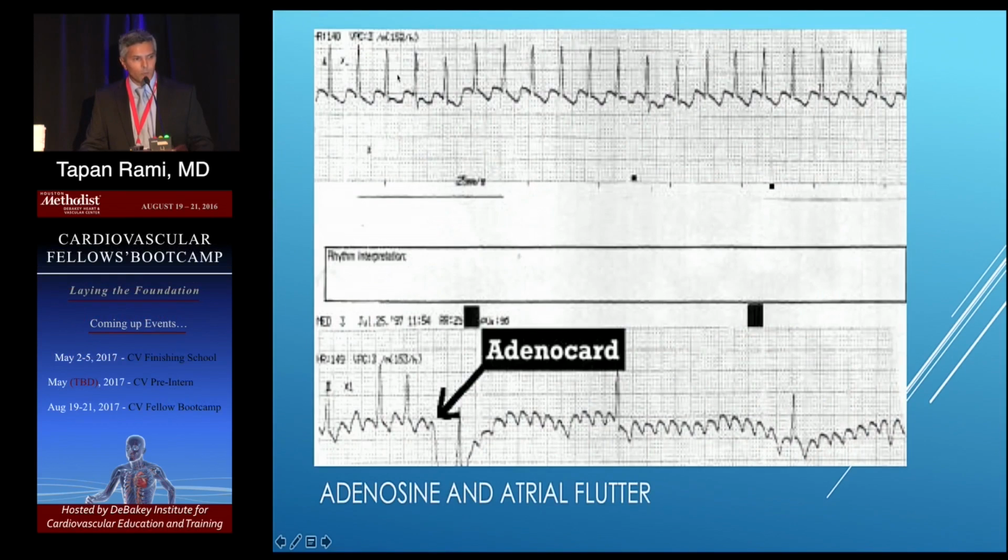And then here, again, you have a telemetry strip. It's really not clear what's going on. You can do vagal maneuvers. You can do carotid sinus massage. You can give adenocard here, and it just unmasks your atrial flutter.